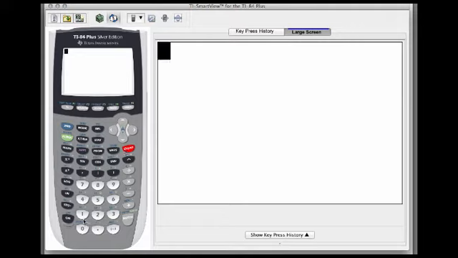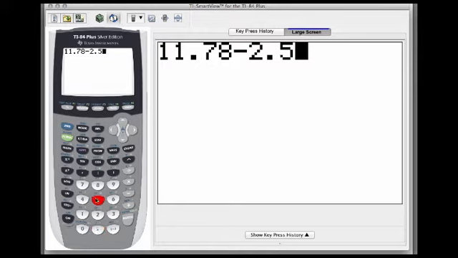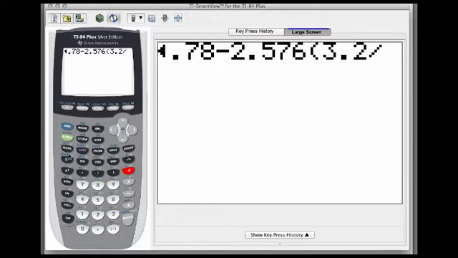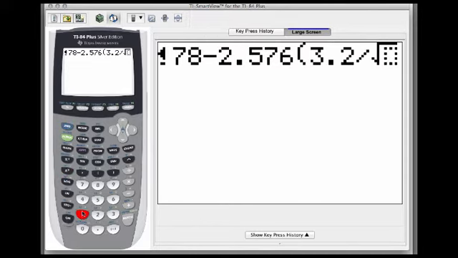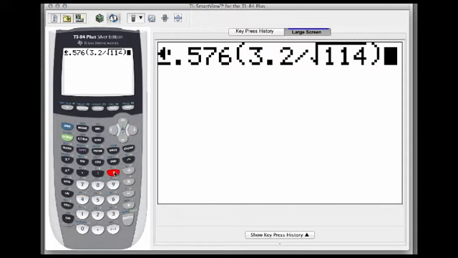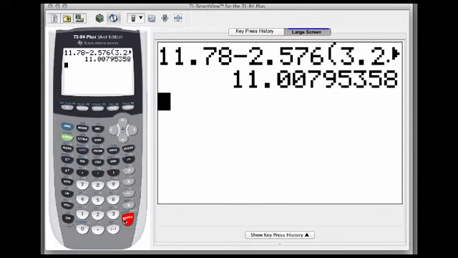So we had 11.78 minus the 2.576 times sigma, which is 3.2, divided by square root of 114. And hopefully you got the same thing I got. So like 11.01 maybe we can make it.